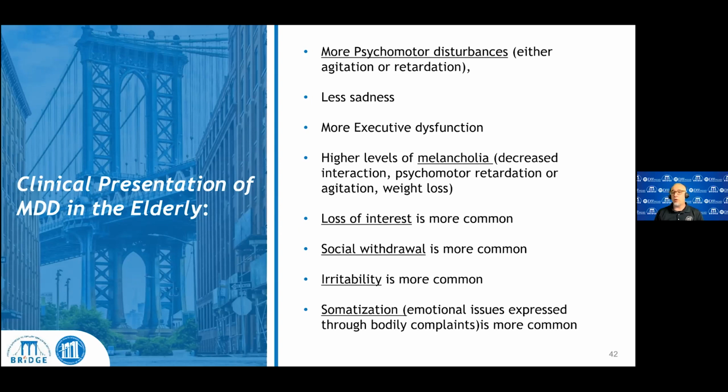There may be more psychomotor disturbances. They may be either psychomotor agitated, pacing, or have decreased movement. They're less likely to say they're sad and more likely to have executive dysfunction. Higher levels of melancholy, meaning they're going to withdraw from their age-matched peers from social settings. More likely to have weight loss and those psychomotor changes. Loss of interest, social withdrawal, irritability, and somatic complaints.